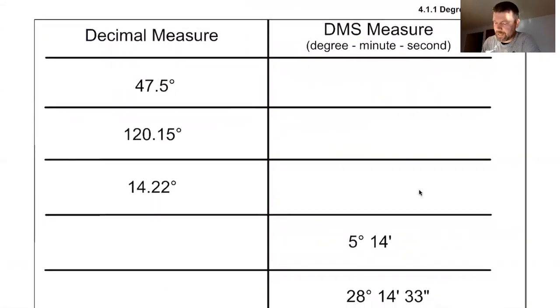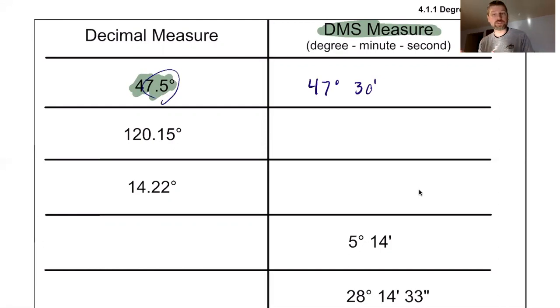Decimal measure. Here we have 47.5 degrees. Without doing a whole lot of work, you could probably figure out what the DMS measure is on your own. What would that angle be in degrees and minutes? See if you can think about that, pause the video, and see if you can come up with an answer. All right, if you said 47 degrees and 30 minutes, you would be exactly right. That 30 minutes came from the fact that you had half of a degree. That's like half of an hour, right? Half of an hour is 30 minutes.